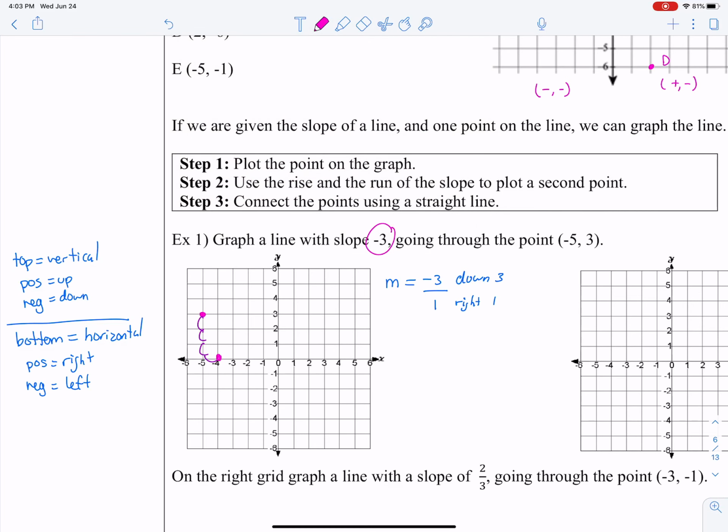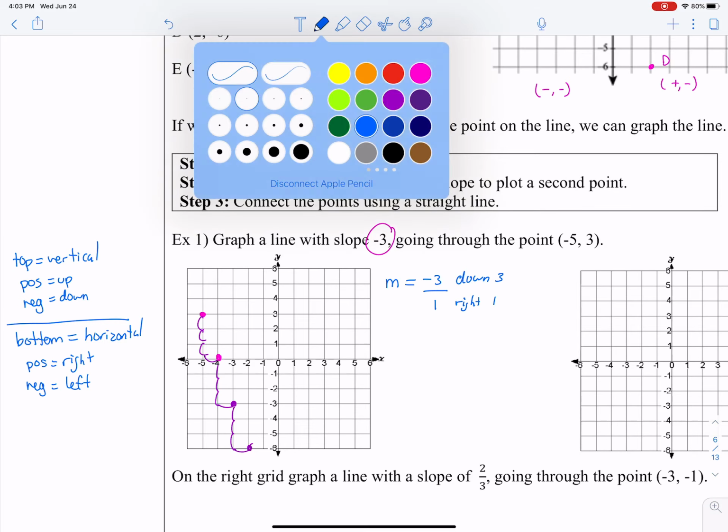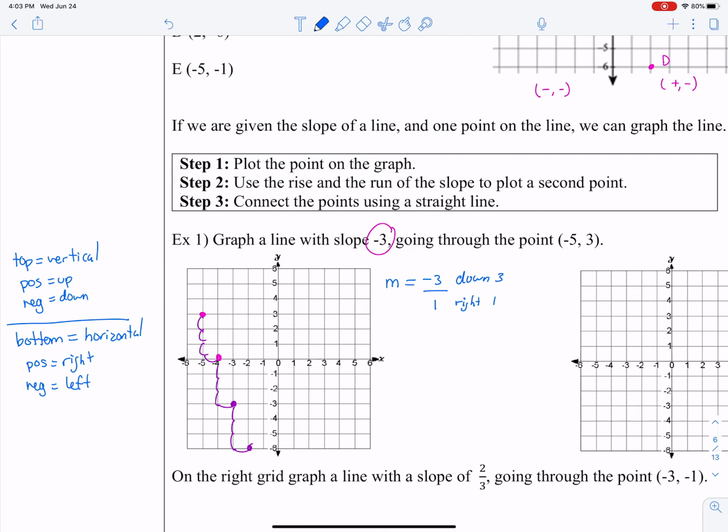You could do this again. 1, 2, 3, right 1. Here'd be another point. 1, 2, 3, right 1. There's another point. Then you could take a ruler, a nice straight ruler, and draw a straight line through these points. Put arrows on the line because the line continues for infinity. Okay, and you have now graphed your line.